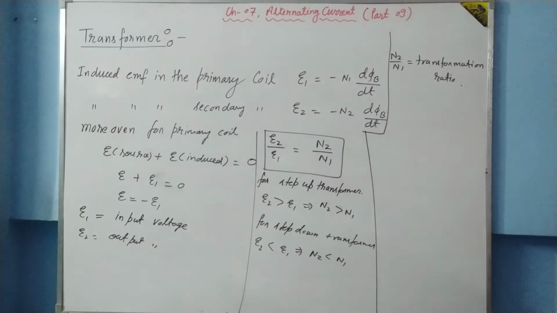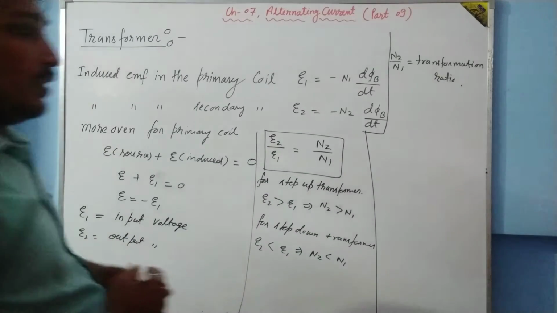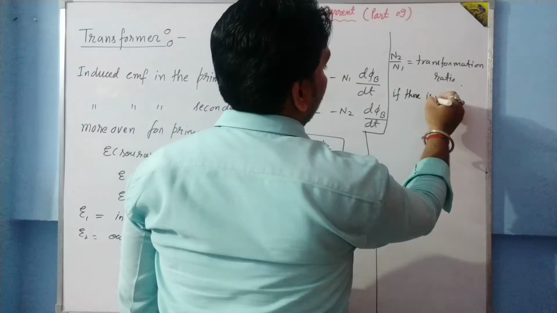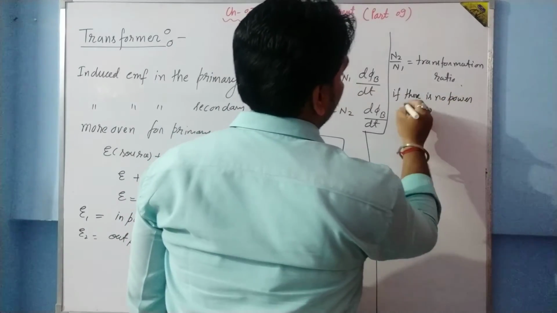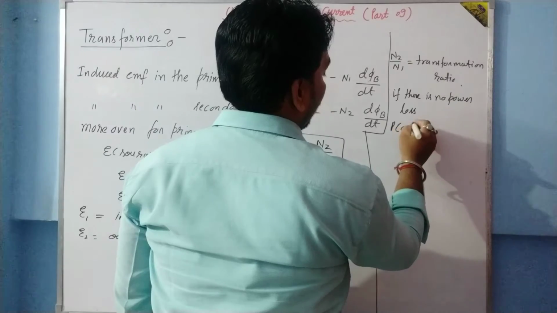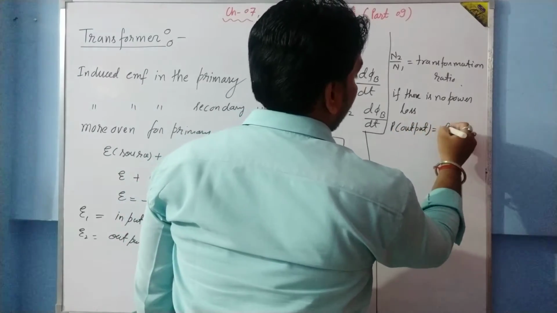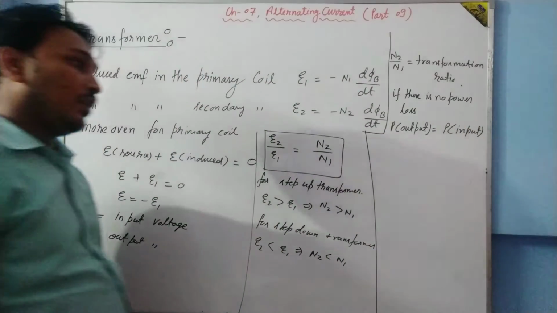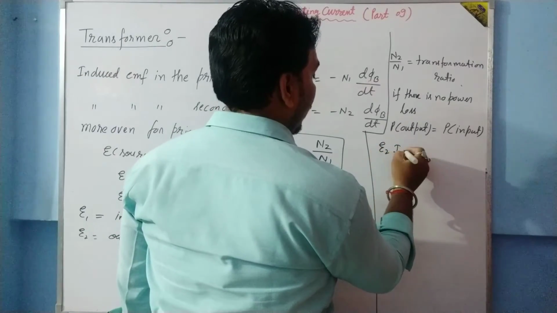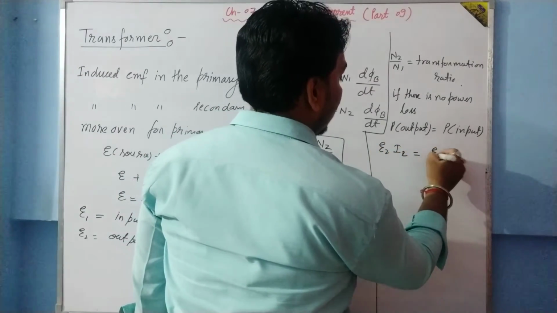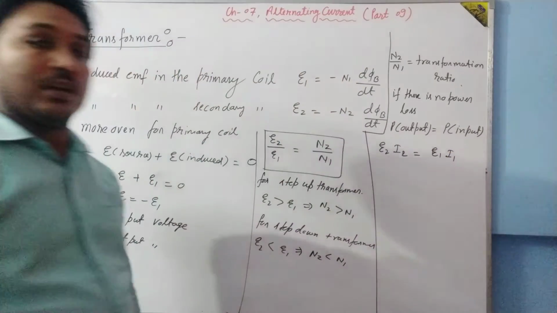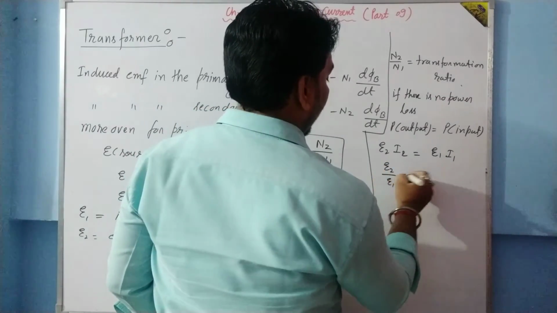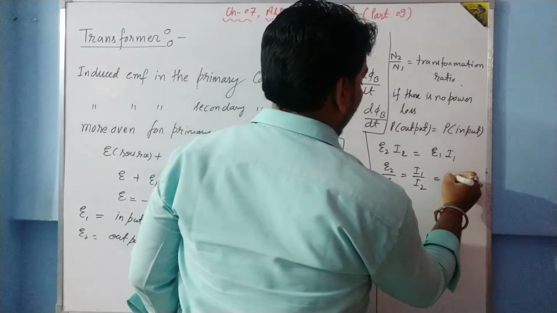Okay. Moreover, we assume that there is no power loss. If there is no power loss, then power output must be equal to power input. What power we give, the same power we'll have in output. So power output is given by E2 I2, and power input is E1 I1. Power is equal to V into I. There is nothing new for you. From here, if we calculate E2 upon E1, it comes out to be I1 upon I2, which is already equal to N2 upon N1.